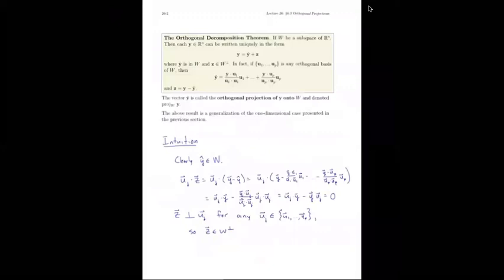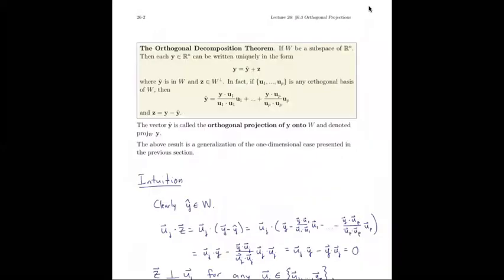And that's what we see in this case. We have the orthogonal decomposition theorem. If we have W, a subspace of Rn, then each Y in Rn, so any vector in our vector space Rn, can be written uniquely in the form Y equals Y hat plus Z, where, as before, Y hat is in W, an element of the subspace of vectors in W, and Z is perpendicular to that space.